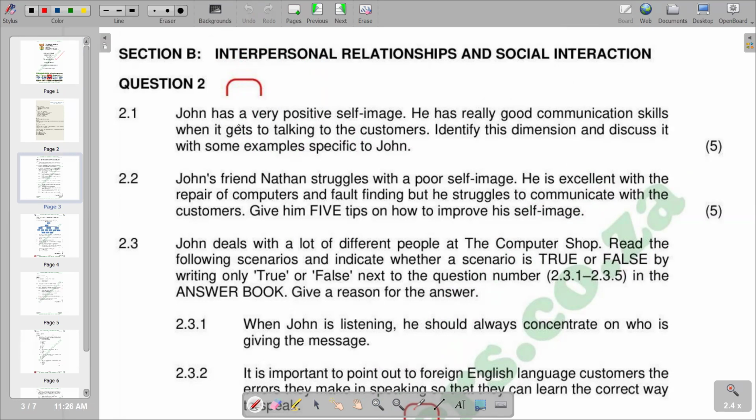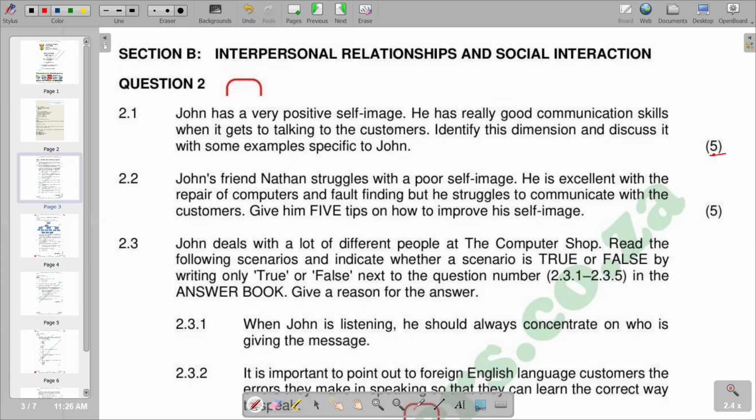Our 2.1 reads, John has a very positive self-image. He also has good communication skills when it comes to talking to the customers. Identify this dimension and discuss it with some examples specific to John. Our question has 5 marks. So remember, John is said to have a very positive self-image, and he has really good communication skills when it gets to talking to the customers. So the question needs us to identify this dimension.